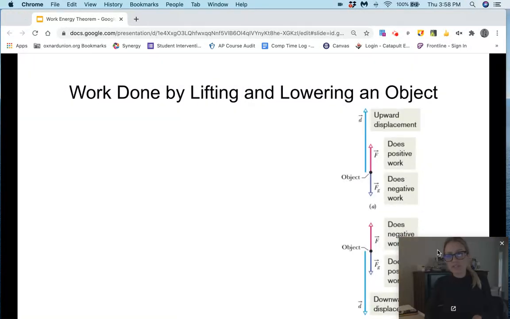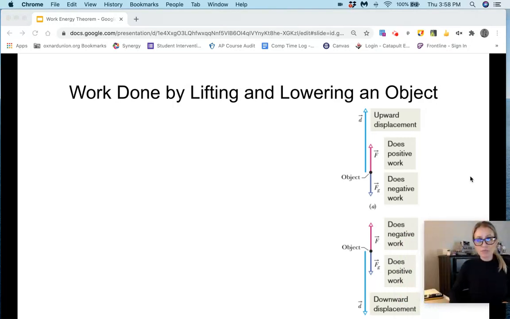Now, if we're lifting or lowering an object, we don't just have the force of gravity anymore. We also have an applied force upwards, okay? Whether that applied force is positive or negative, or the force of gravity is positive or negative, will depend on the direction of displacement when we're talking about the work done by those forces.